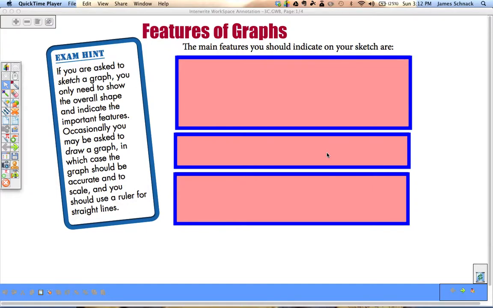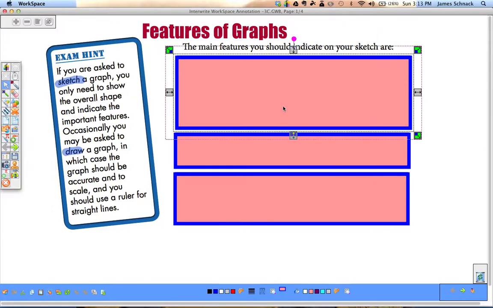okay with. We need to talk about what it means when a problem says to sketch a graph versus draw a graph, because those are two definitely different things. Sketching a graph, you're showing the overall shape and indicating important features. When you draw a graph, that's when you need a very, very accurate scale. You need to be using a straight edge. You've got to do a much more precise job when it says to draw a graph versus sketch a graph.